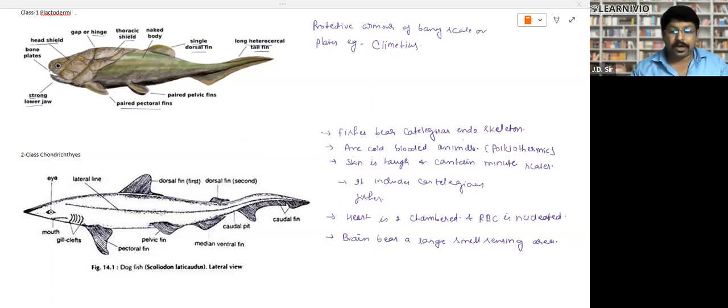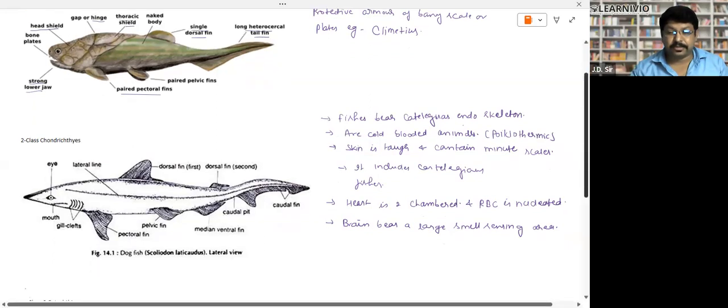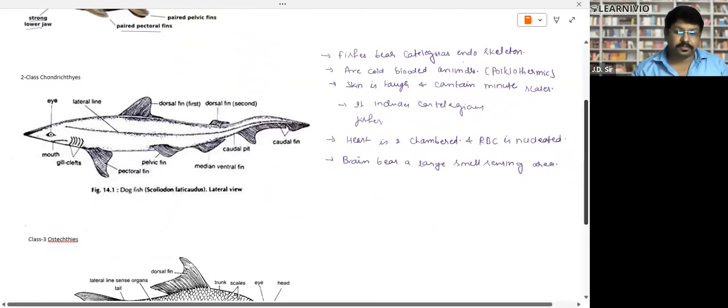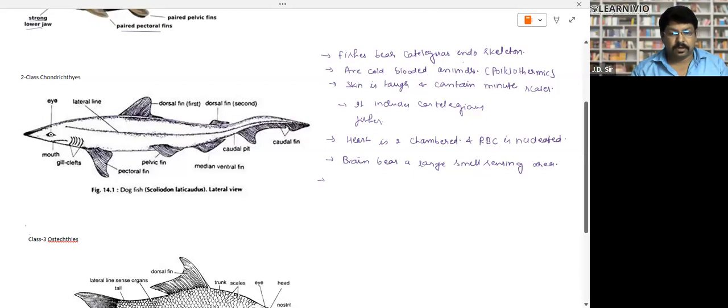Lungs or air bladder are absent. They do not have lungs. So they have what? Gills. Lungs and air bladder are absent. One very interesting fact I will tell you.